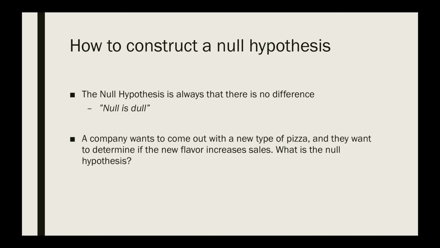So a short example down below, if a company is coming out with a new type of pizza and they want to determine if the new flavor increases their sales, the null hypothesis would be that it doesn't. So the null hypothesis is that it decreases sales or sales stay the same. Therefore, the alternative hypothesis is that it does increase sales. So the alternative is always the opposite of the null. So that was just a quick recap of null hypotheses.